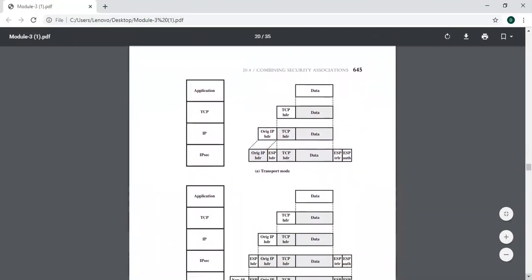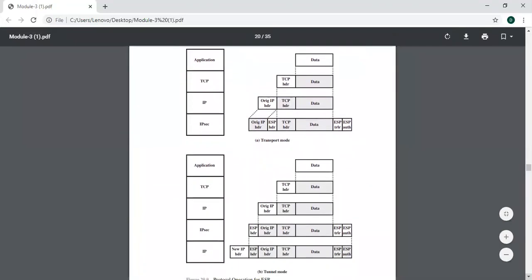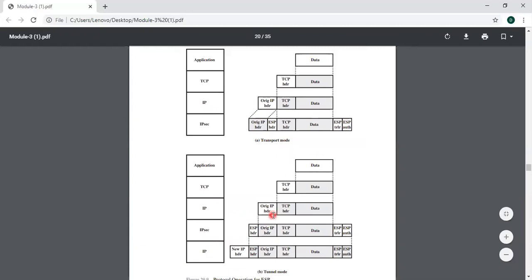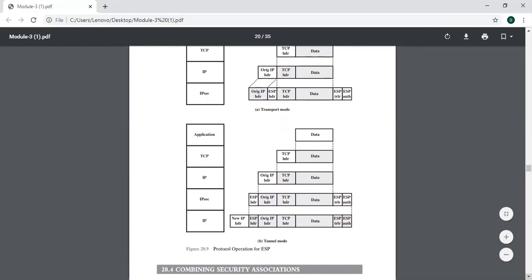This also tells about the encryption and decryption of the plain text. Plain text is encrypted and converted into ciphertext and transmitted to the destination side. Again at the destination side, ciphertext is decrypted and converted to plain text, and the original data is recovered. That is summarized using this diagram, transport mode and tunnel mode. So this is the protocol operation for ESP.